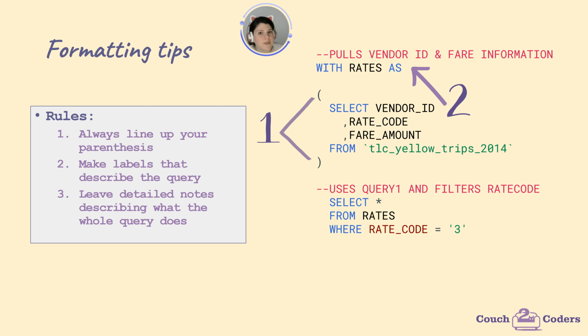And more importantly, for someone who's never looked at your code before, they can see, oh, this is what Candace was trying to do. And they're not having to guess or go through and parse everything out line by line. And that's really time consuming. So I put here, WITH rates AS, pulls vendor ID and fare amount information. Okay? And then uses the query 1 and filters the rate code. Bam.